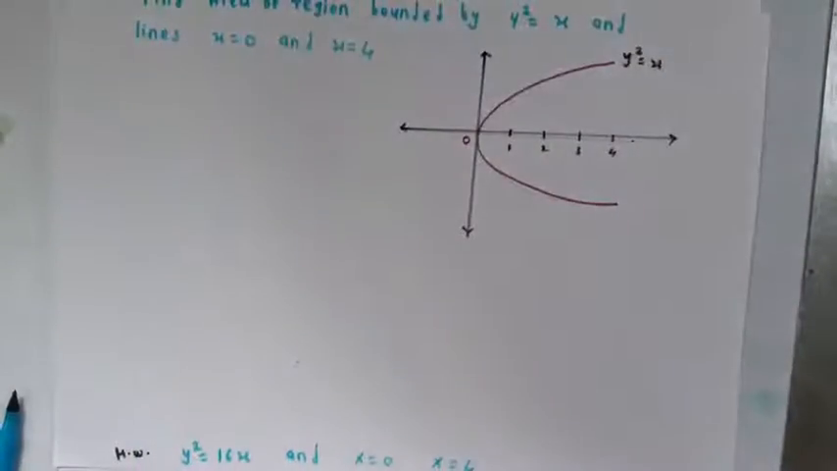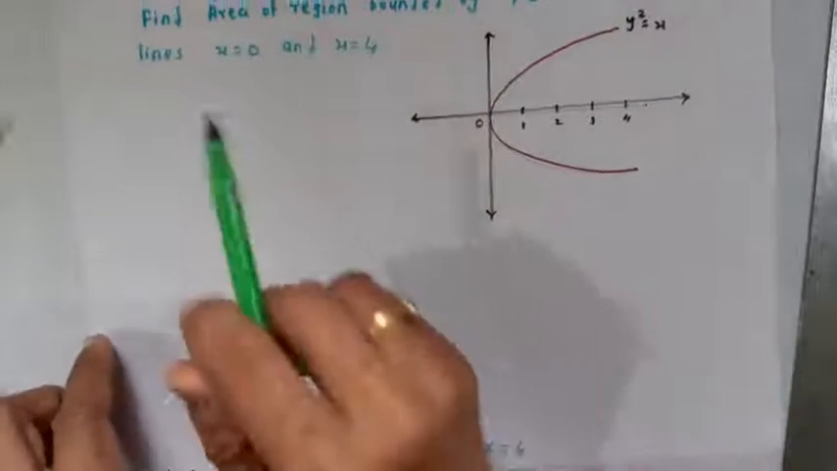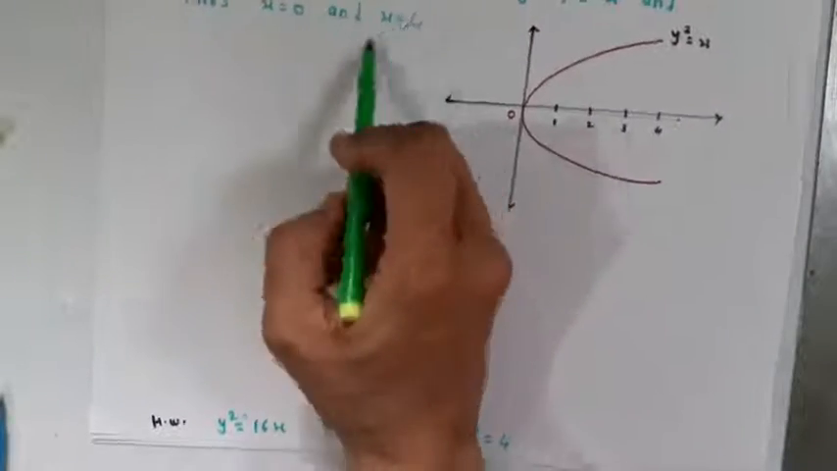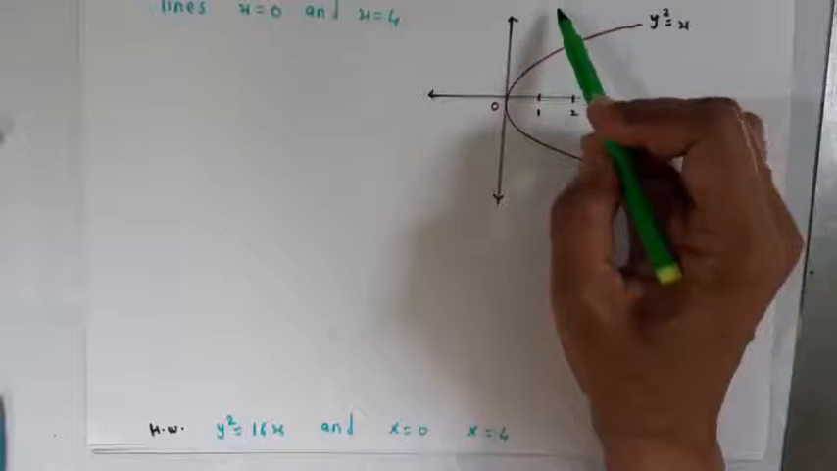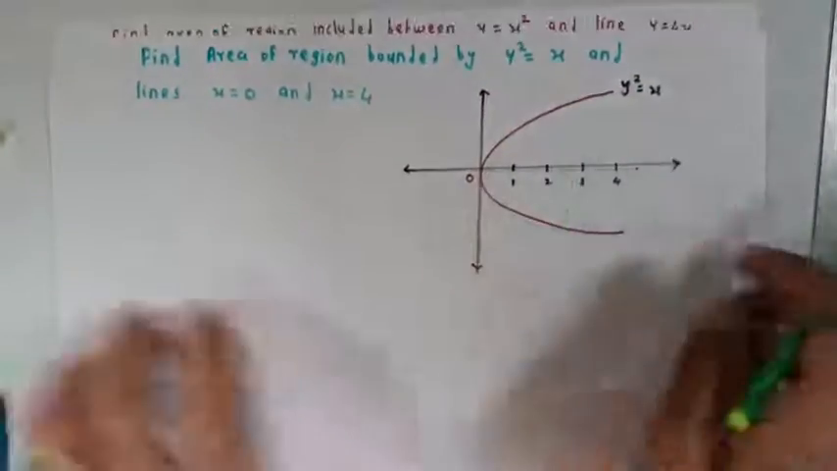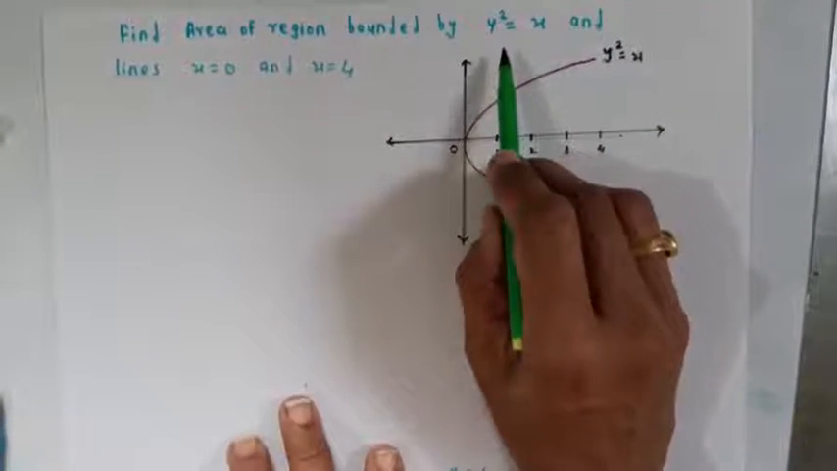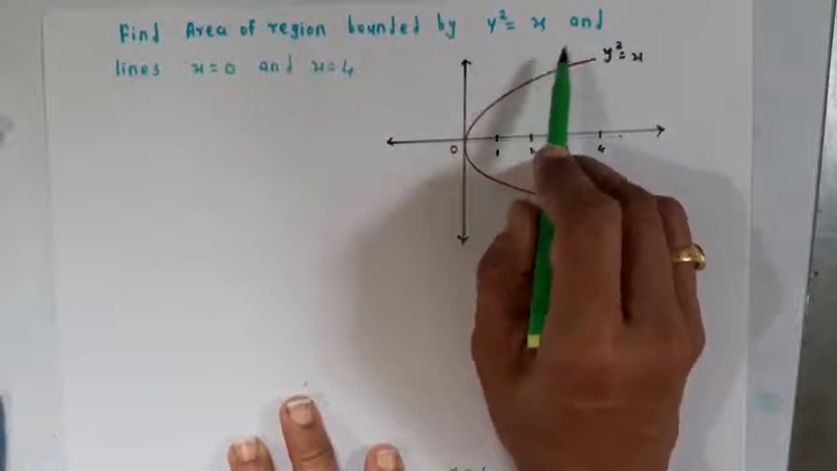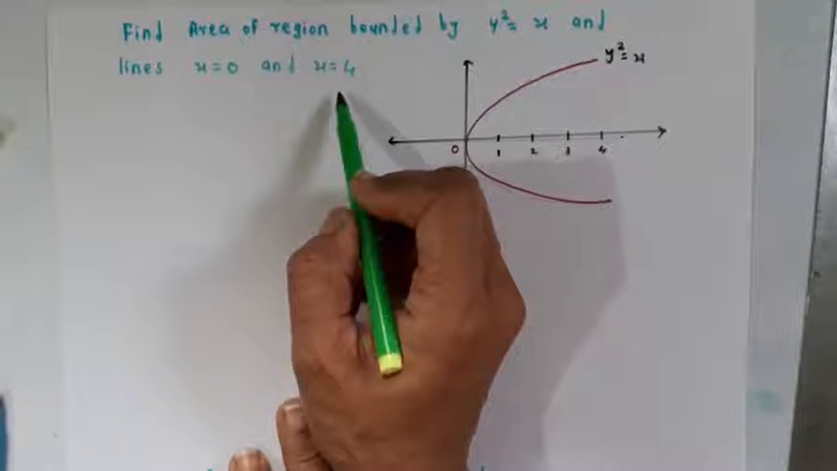Now another example is: find the area of the region bounded by y square equal to x, the area of the region bounded by y square equal to x and the lines x equal to 0 and x equal to 4.